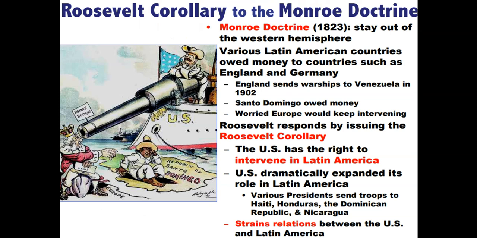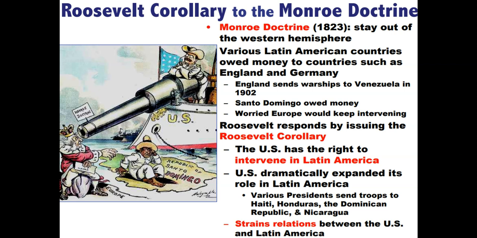The Roosevelt Corollary to the Monroe Doctrine. The Monroe Doctrine in 1823 basically told European nations to stay out of the Western Hemisphere. Various Latin American countries owed money to countries such as England and Germany. England sent warships to Venezuela, for example, in 1902. Santo Domingo also owed money. And the U.S. was worried that Europe would continue to intervene in the Western Hemisphere. Roosevelt responds by issuing the Roosevelt Corollary, which basically said the U.S. has the right to intervene in Latin America.